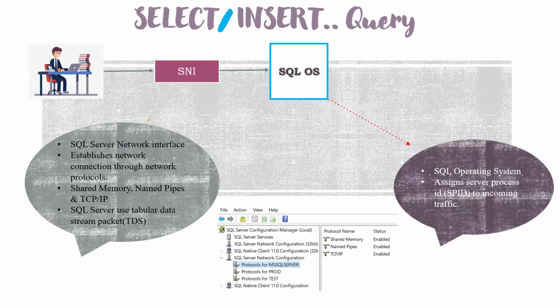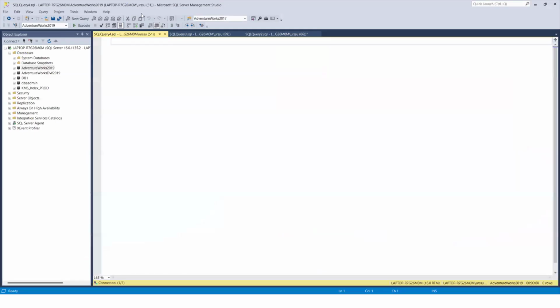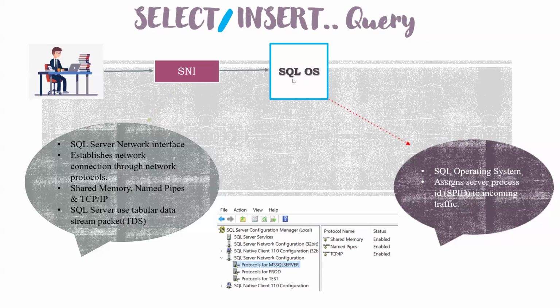Now, any questions so far? How are you getting that session ID? SQL OS is generating this session ID. On top of the database engine, there is a layer called SQL OS, nothing but SQL operating system, which talks to your Windows operating system to get the resources. Now, who is going to generate this SPID? SQL OS is going to generate the SPID.